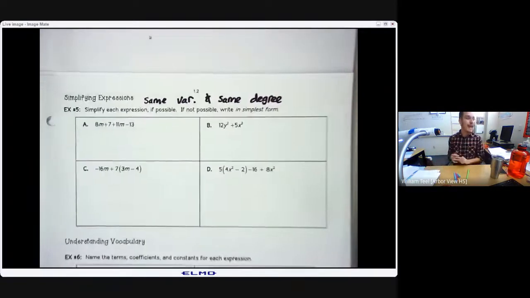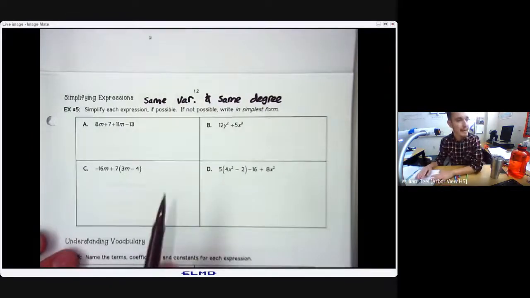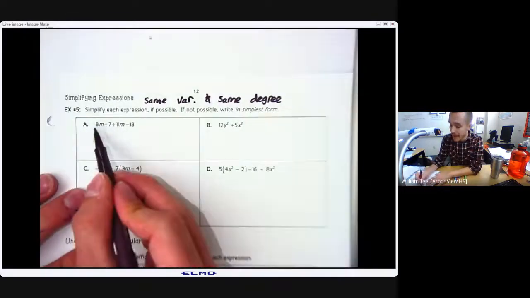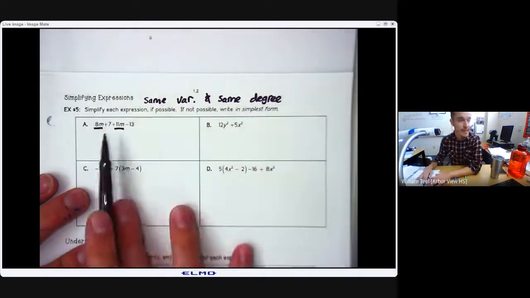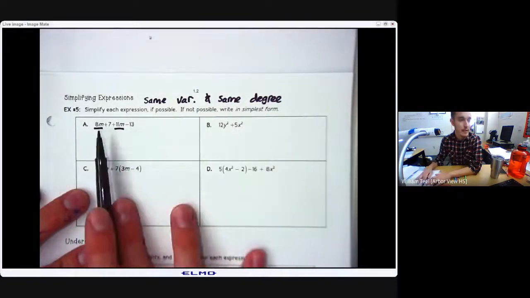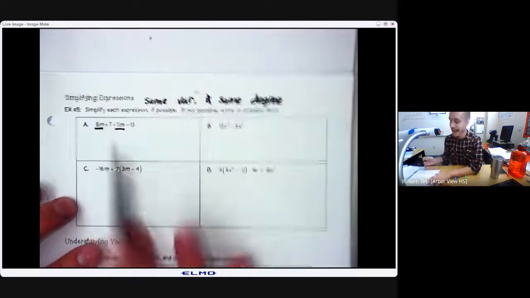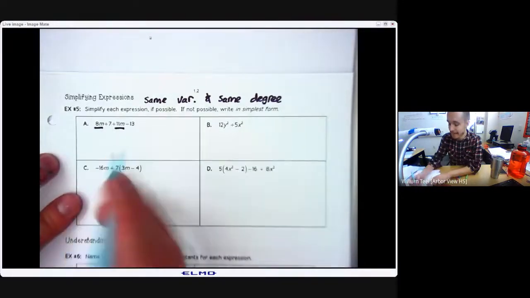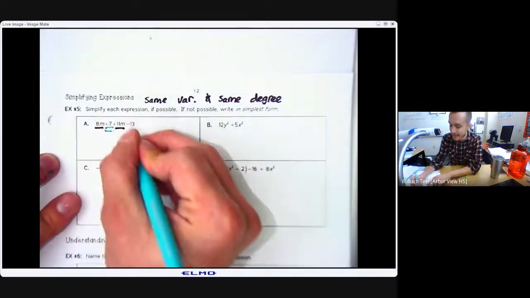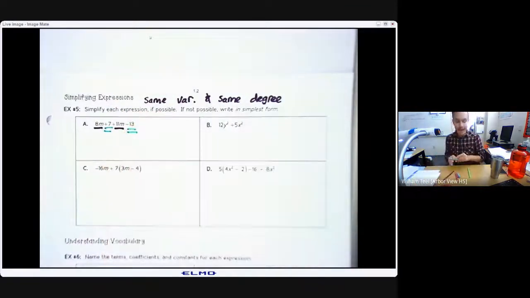Okay, so for part A, 8m plus 7 plus 11m minus 13. We're going to combine the two m values together because those are like terms. Same variable, same degree. They both have a degree of 1. And now I'm also going to combine 7 and negative 13 because I know how to add 7 and negative 13. So let's go ahead and do this together.